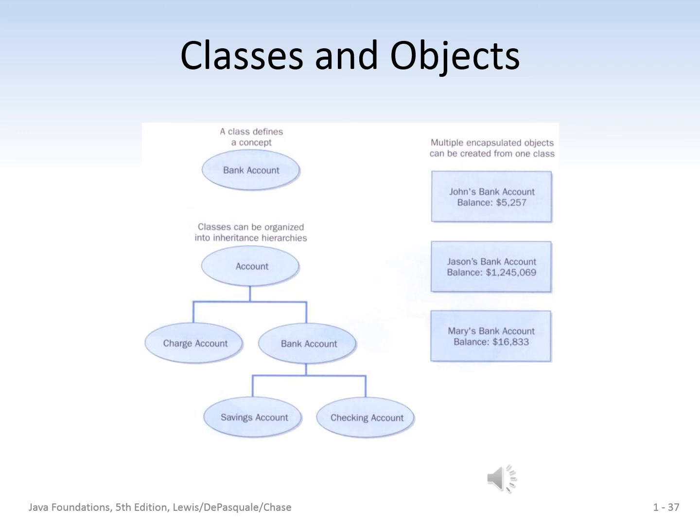So classes can also be organized into inheritance hierarchies. So we can have a class called account. And then we can create a class, charge account, that inherits characteristics from account, thus bank account. And from bank account, we could have savings account, checking accounts. These are all classes in a hierarchy that feed off of, if you will, the most high level account class.